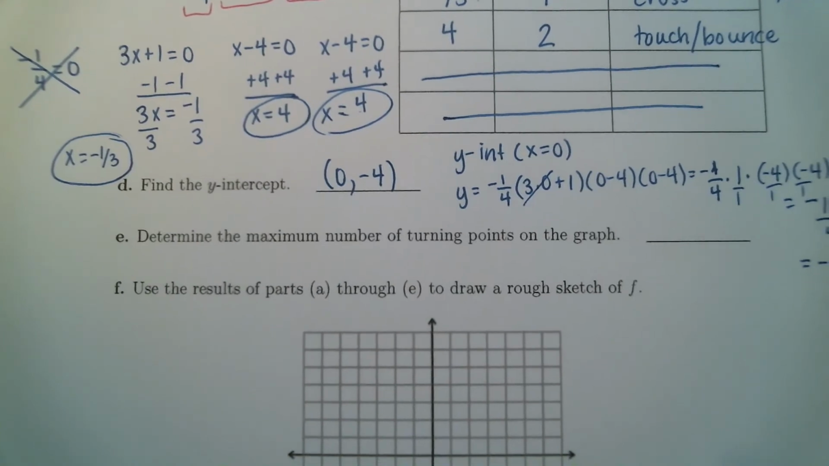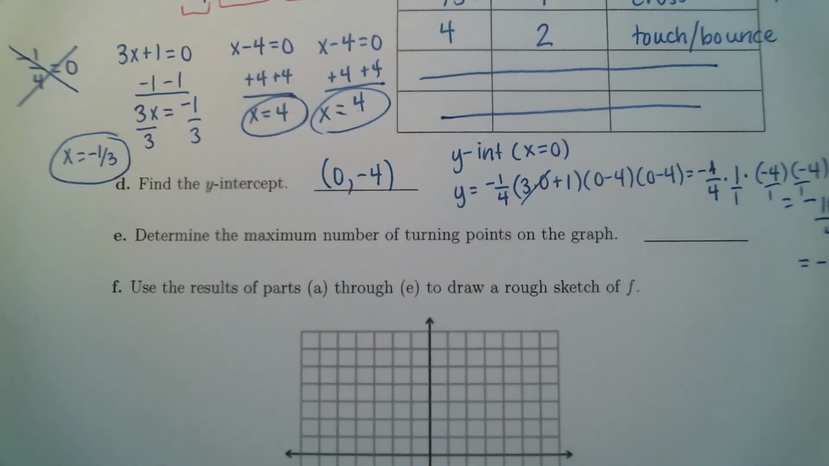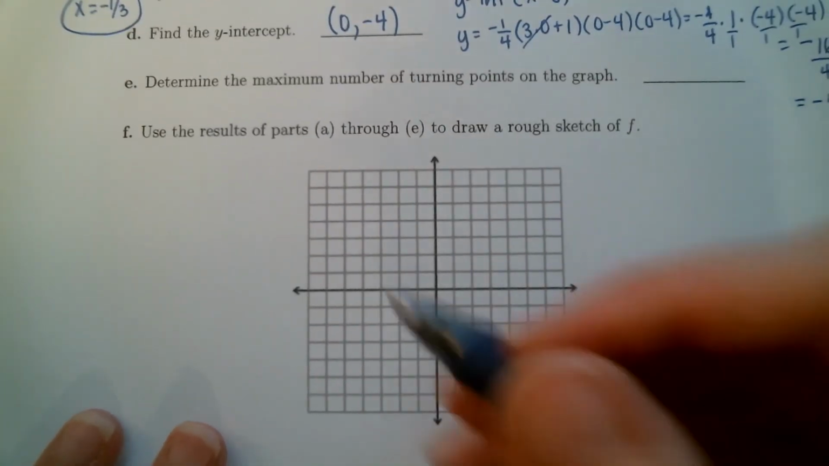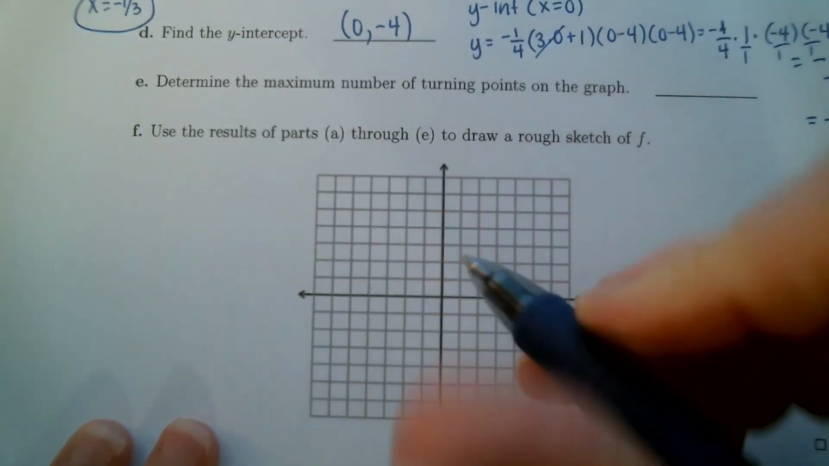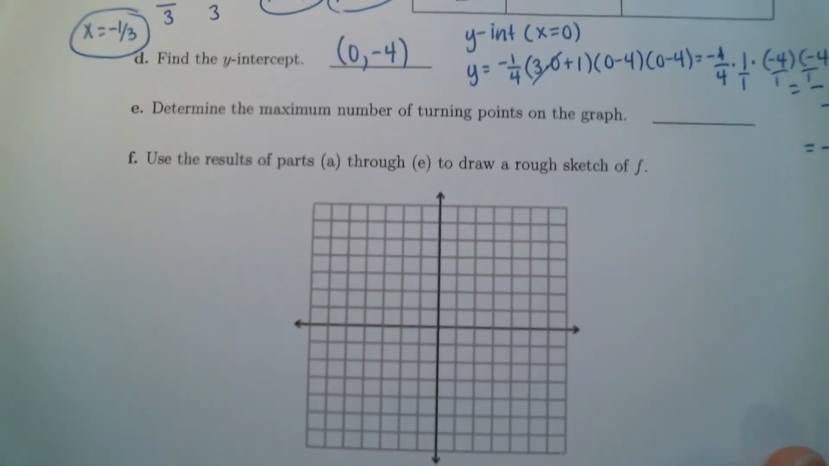All right, and then last thing before we put all the information together has to do with the maximum number of turning points. It says determine the maximum number of turning points on the graph. Remember, a turning point is a point where the graph changes from increasing to decreasing, or vice versa. You change from decreasing to increasing. In part E, you are not calculating what the turning points are. You're just deciding on a maximum number of turning points you can have. So when you put your picture together, remember, you can't go crazy. You can't just be turning all the time. There's a maximum number of turning points that you can have.